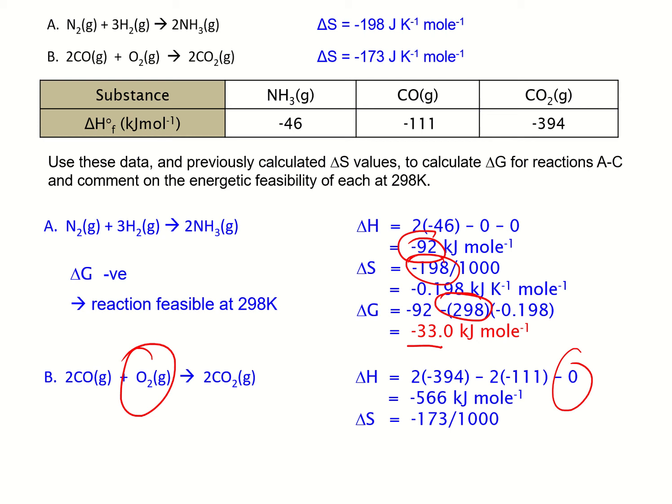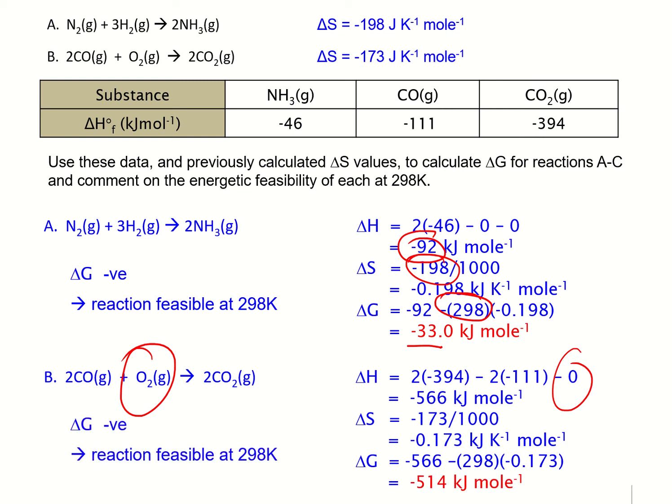Our delta S, we remember to divide by 1000. Our temperature is 298 kelvins. Okay. And we've got minus 514. So that's a very feasible reaction.